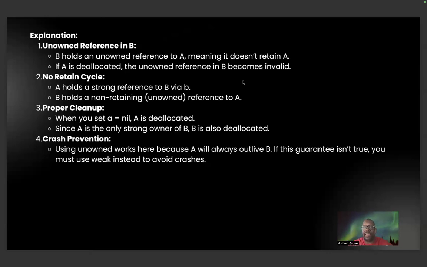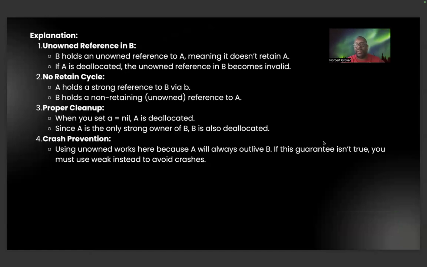Unlike weak vars, which can sometimes be nil when the object is initialized, right? And when you set it, then you potentially have a strong reference unless you explicitly make it weak. But unowned are different. They always have a value. And I'm going to show you what I mean when I say they always have a value.